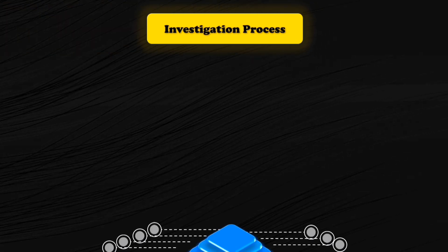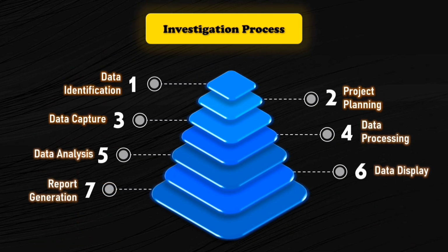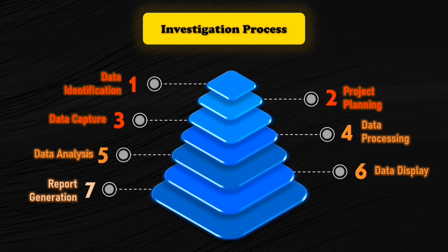Let us dive into the steps involved in the investigation process. It involves 7 steps: data identification, project planning, data capture, data processing, data analysis, data display, and report generation. The names of the processes themselves describe what they do. First, we locate and identify digital evidence. Once identified, a detailed plan is developed for the investigation. Then the evidence is preserved and collected and prepared for data analysis.